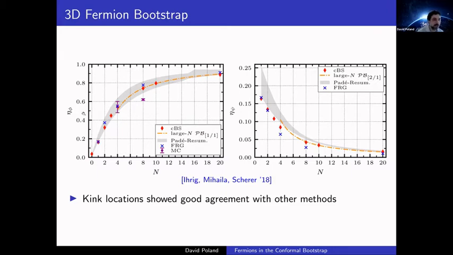So this left plot is showing the exponent associated with the scalar, what I'm calling sigma. You can see there's quite good agreement across all of the techniques, including these bootstrap estimates from the kink locations. Similarly, you can see there's nice agreement for the exponent associated with the fermion psi. So that was actually very reassuring that we were sort of on the right track.